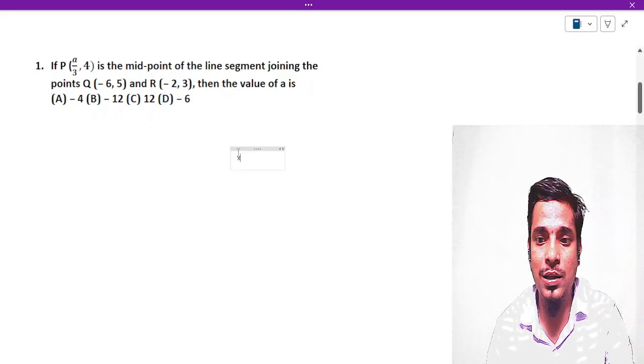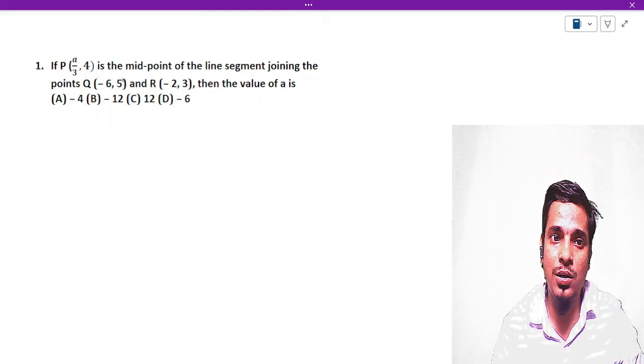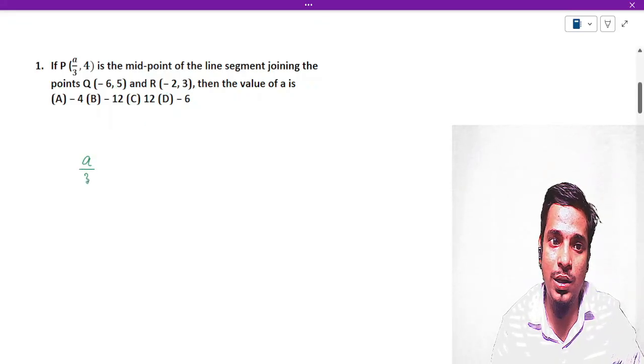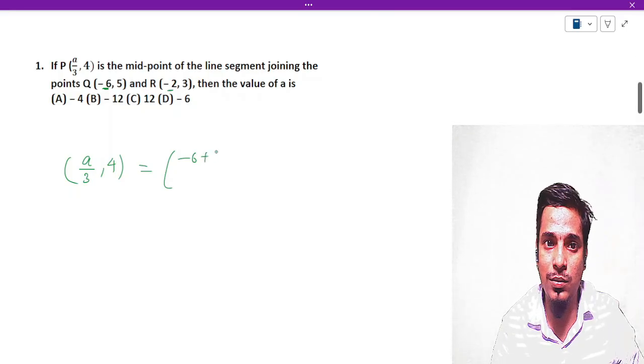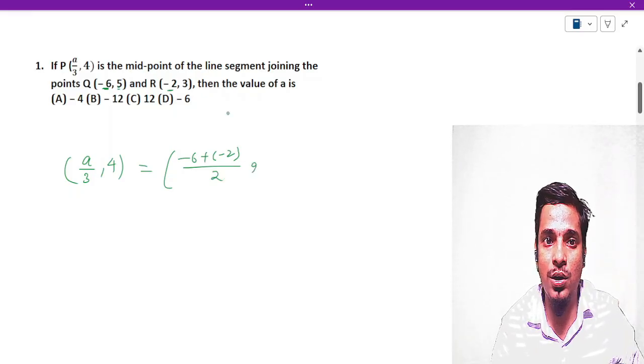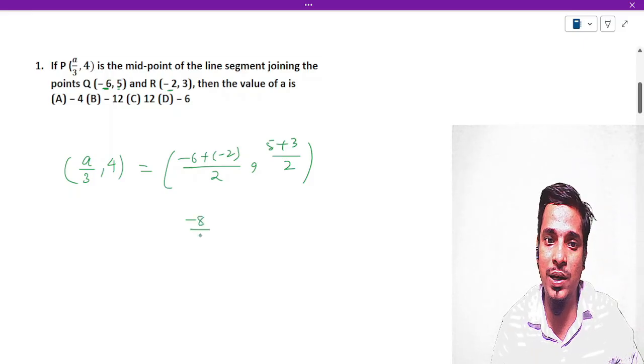Okay, let's check over here. Given: P is the midpoint of these 2 points. So with the help of the midpoint formula, the coordinate of P is (a/3, 4), which should be equal to what? The sum of the x coordinates of the 2 points, (-6 + -2) divided by 2, and the sum of the y coordinates, (5 + 3) by 2. So once you simplify this, you will get -8 by 2, and this is 8 by 2.